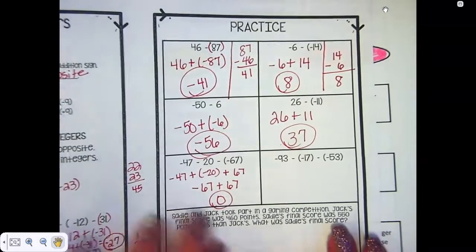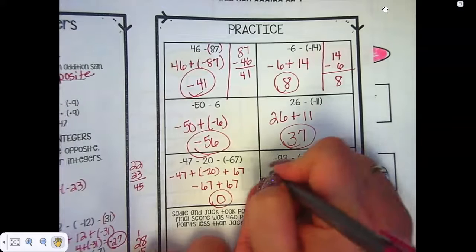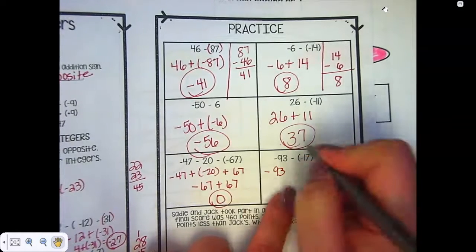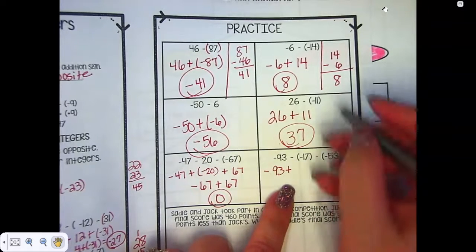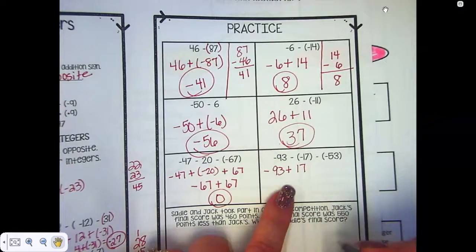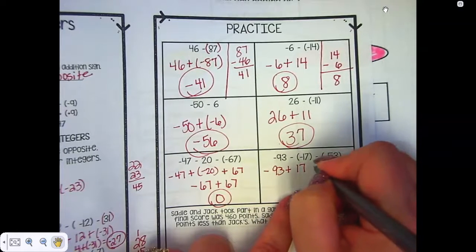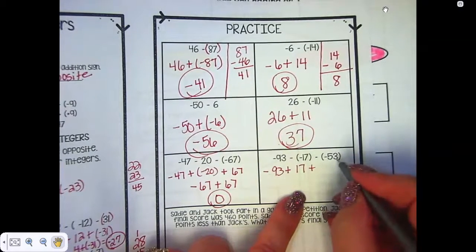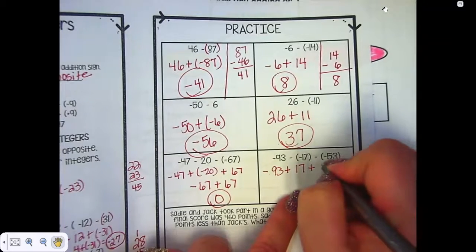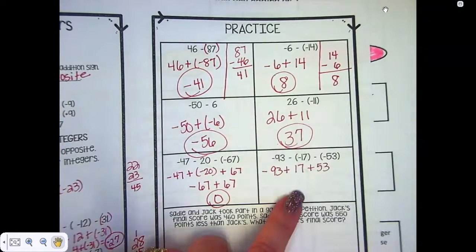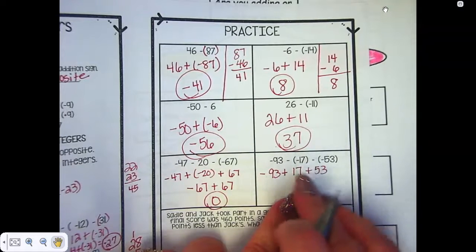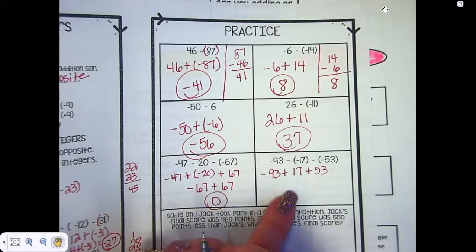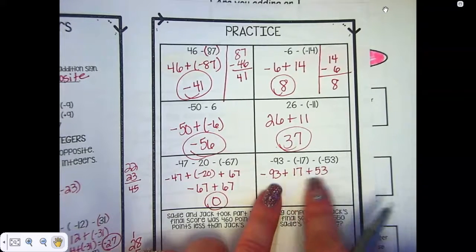All right, last one. And then we'll do that word problem. Negative 93. Subtract becomes add. Negative 17 becomes positive 17. Subtract becomes add. And negative 53 becomes positive 53. So we can work left to right, or we could do these addings first and then subtract. What do you guys want to do? If you want to add first, you can.